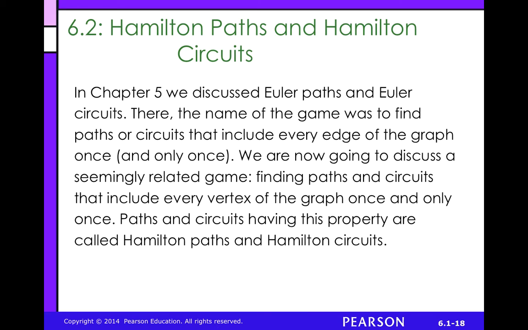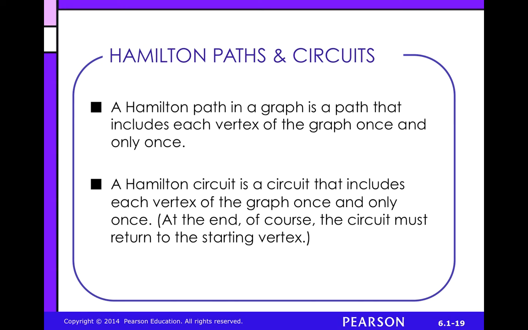Paths and circuits having this property are called Hamilton paths, or Hamilton circuits if you decide to end where you started. So here are the official definitions. A Hamilton path in a graph is a path that includes each vertex of the graph once and only once. And again, if we replace the word Hamilton with Euler, we would replace vertex with edge. So that's the definitional similarities here. And a Hamilton circuit is a circuit that includes each vertex of the graph once and only once, except of course that you must end where you start. So that vertex, I guess, is visited twice.